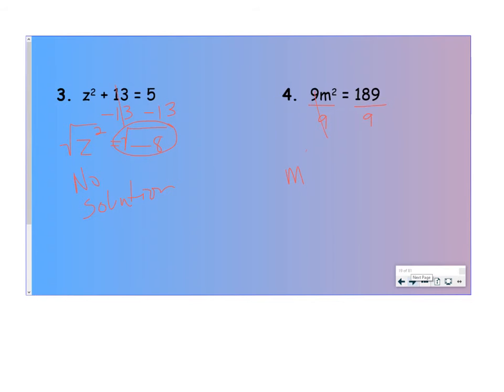On number 4, we can divide both sides by 9. That would leave us with m squared is equal to 21. And then we would take the square root of both sides. M is equal to, let's see, what's the square root of 21? It's like 4.582. And we're going to round this to the hundredths place. So that would be 4.58.